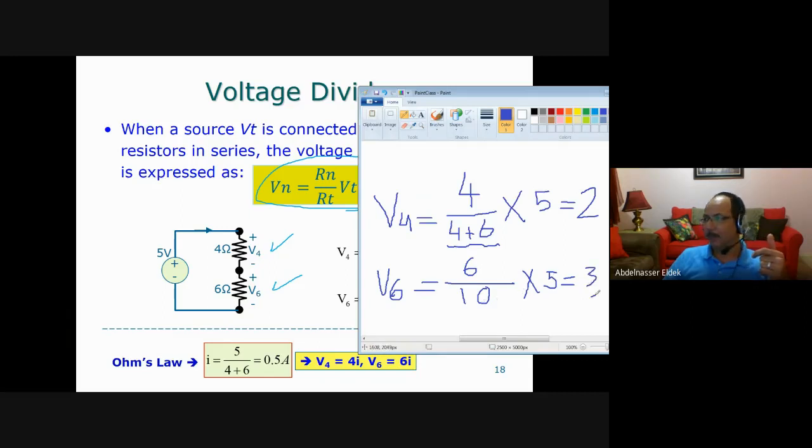Okay. Now if you look at these results, 3 plus 2 is what? Is 5. And it must be 5, because you have a 5 volt source divided between 2 resistors. So if one of them is 2, the other one is 3. 2 plus 3 is 5.